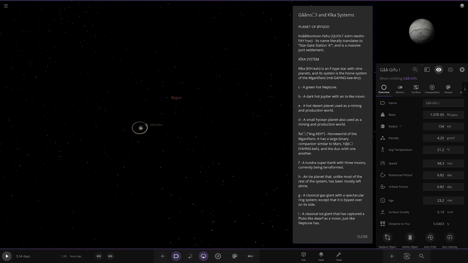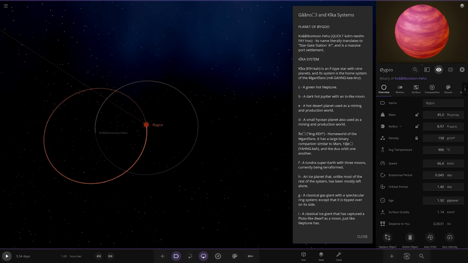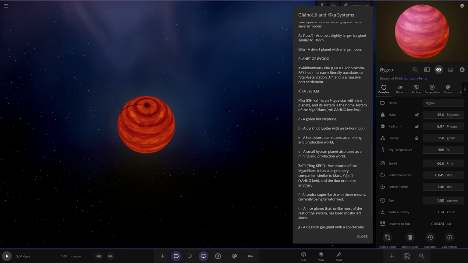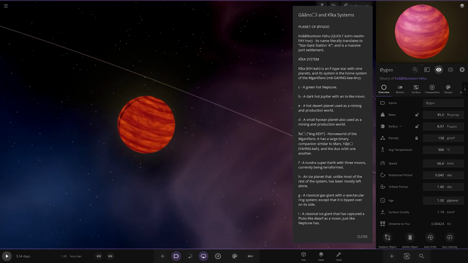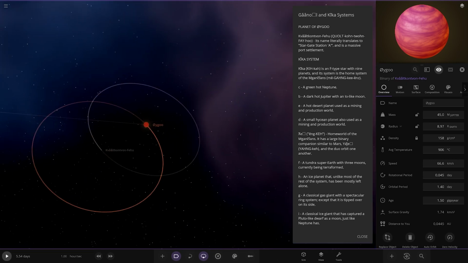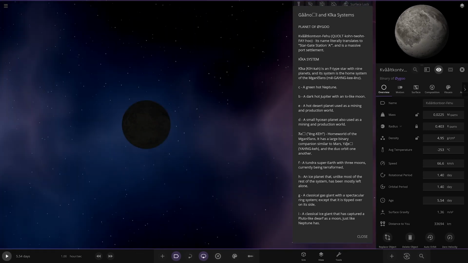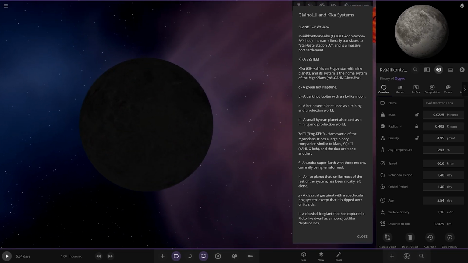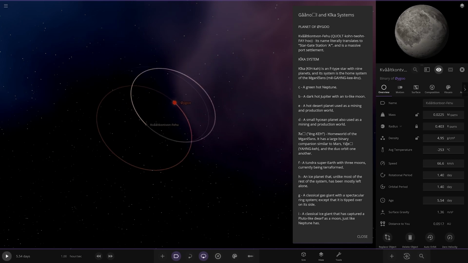So now we're going to the brown dwarf over here. So it's a binary. Okay. I'm not going to attempt to say that, but its name translates to Stargate Station 8 and is a massive port settlement. Okay. Cool. And we've got the moon here. Well, I say the moon, the planet. If you count that as a star, this is technically a planet. So, there it is. Okay. Nice. So, Fehu. So, that's the one named Stargate Station 8. Okay. Nice. Right, so moving on.